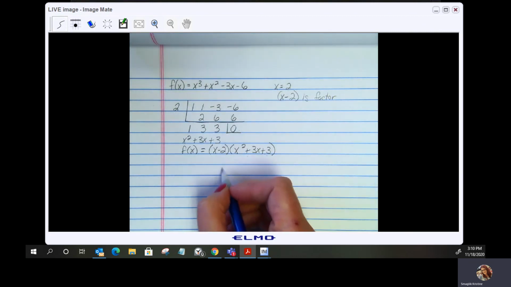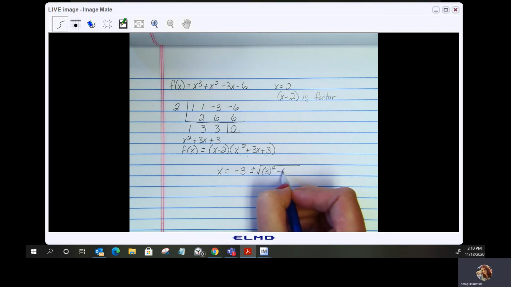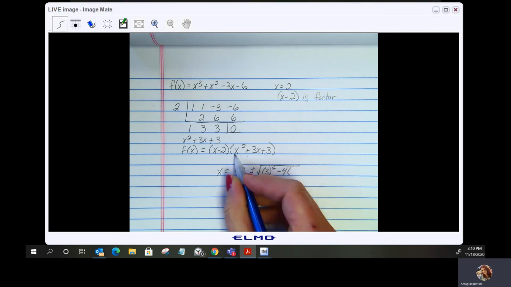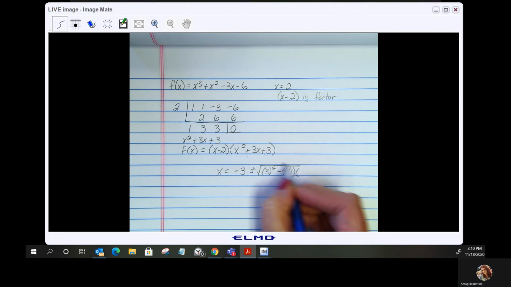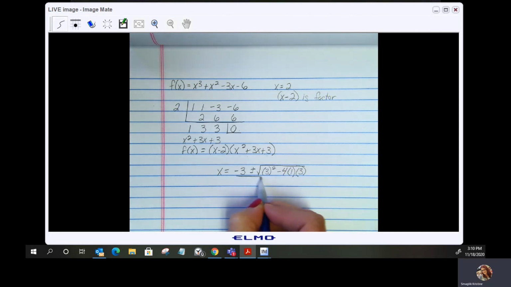I'm just going to jump right into it. x equals the opposite of b, so that's, here we go, -3, plus or minus the square root of b squared, so that's 3 squared, minus 4 times a, my a is 1, times c, my c is 3, all over 2 times 1.